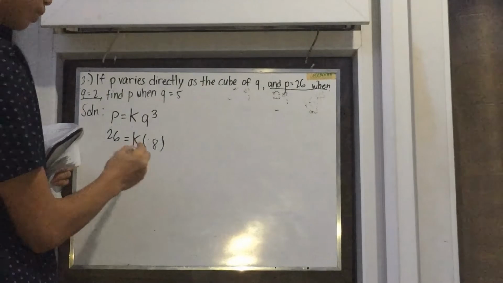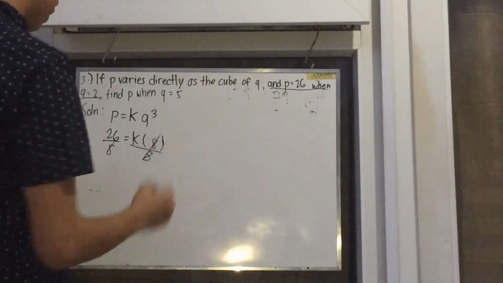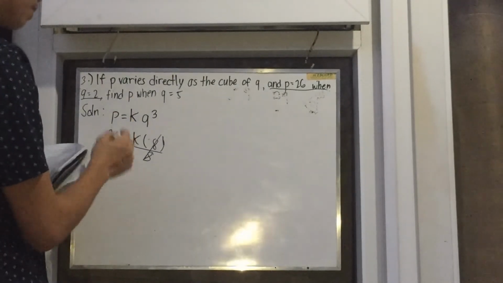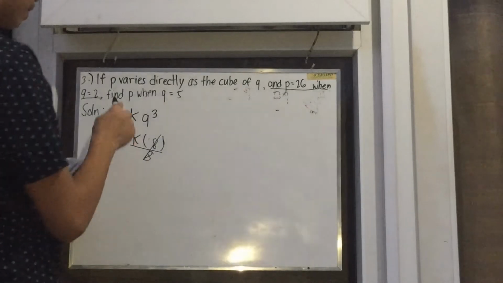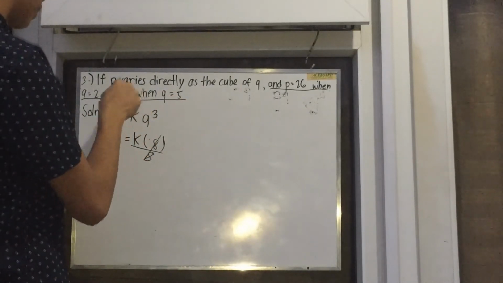Then we'll divide both sides by 8 to find k. So our k is 26 over 8. Now we got our k. We'll move on to the second given to find the actual problem.